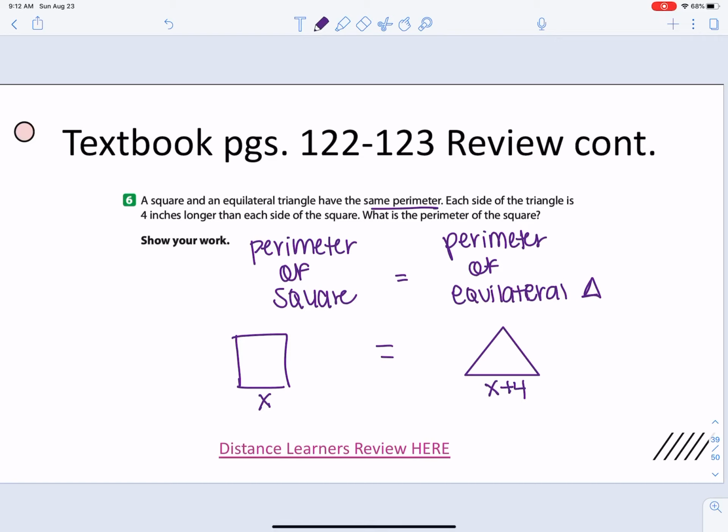If I know that my left side is a square, that means all the side lengths are x. And if the triangle is equilateral, then all of its sides are x plus 4. Okay, so then I can solve for x by changing this into variable terms. To find the perimeter of the square, I just add up all of my x's. So I have 4x is equivalent to, and on the right side for the equilateral triangle, I have x plus 4 three times.